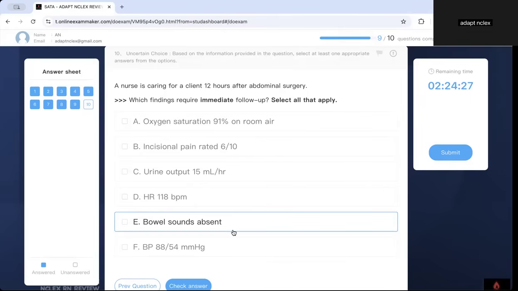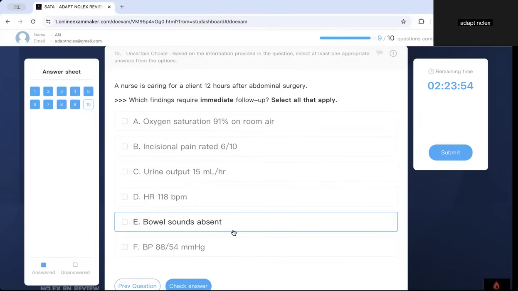Oxygen saturation, 91%. Remember, he just had surgery. Incisional pain, rated 6 out of 10. He just had surgery, 12 hours ago. Urine output, 15 ml per hour. What do you think? Heart rate of 118 beats per minute. Bowel sounds, absent. Blood pressure, 88 over 52. What do you think? This is your last question.